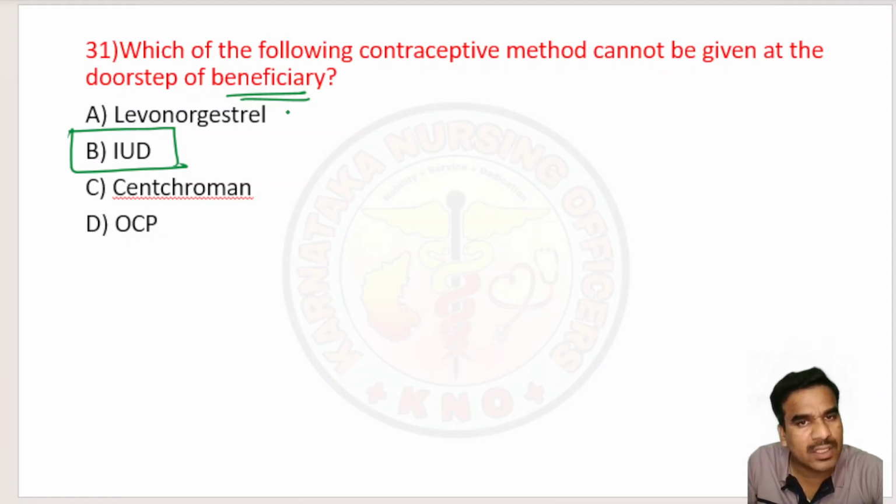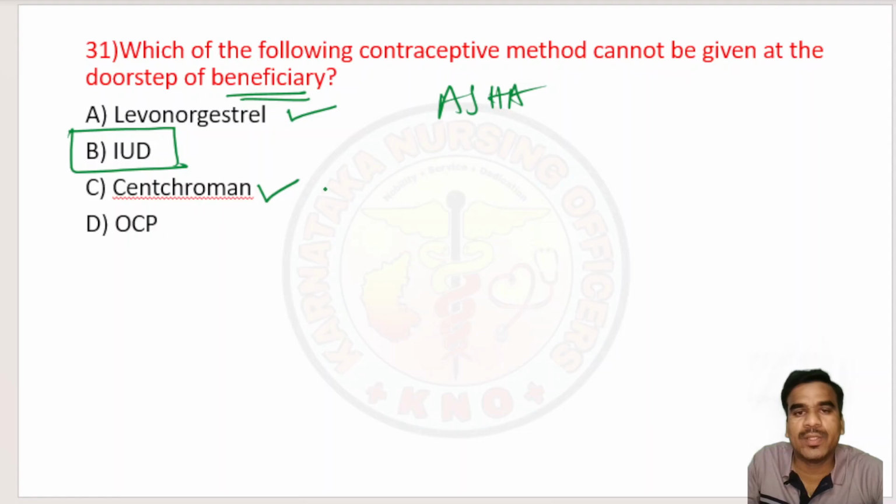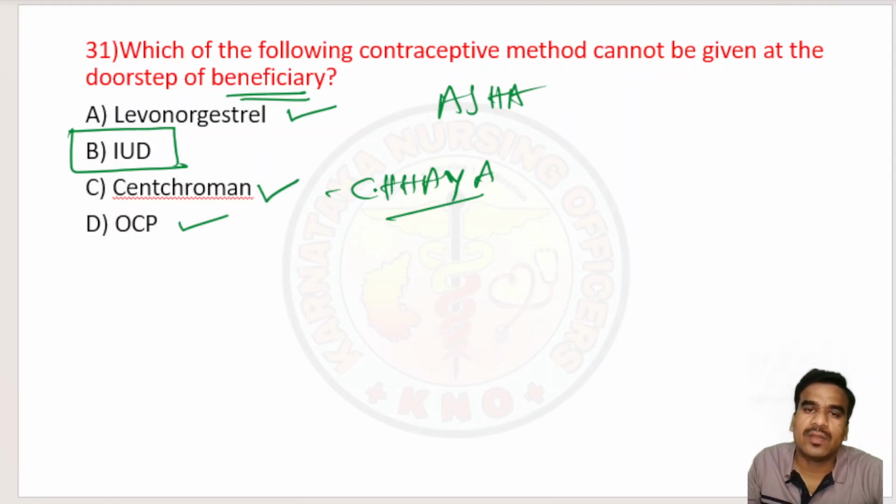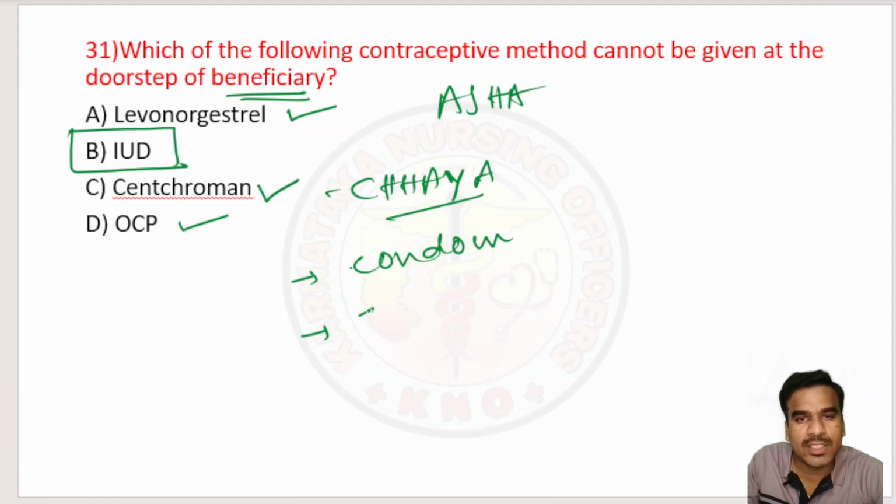Levonorgestrel, yes, we can give; it is given by the ASHA. Also Centchroman, which is called Chhaya. Don't confuse the name: Centchroman is also known as Chhaya. Oral contraceptives we give at the doorstep. What others can be given at the doorstep are condoms and EC pills.